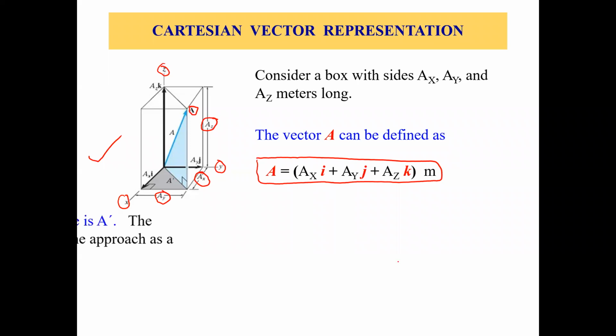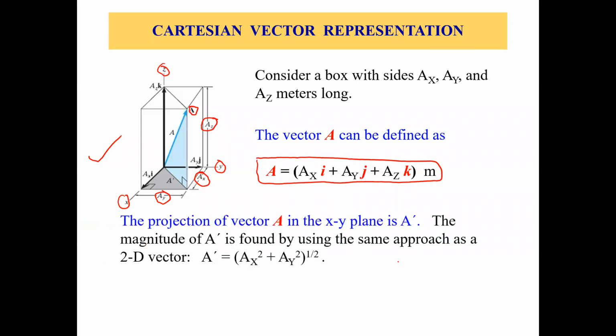All right, so let's move forward. Now, let's talk about the projection of vector A in the XY plane, right? So this is your A dash, which is the projection of vector A in the XY plane, right? So if we take that projection of vector A in the XY plane, let's call it A dash.